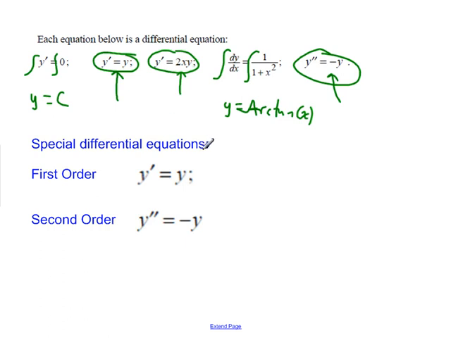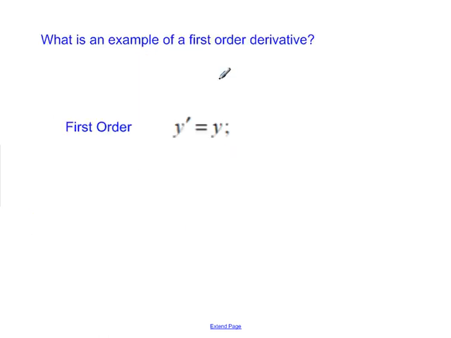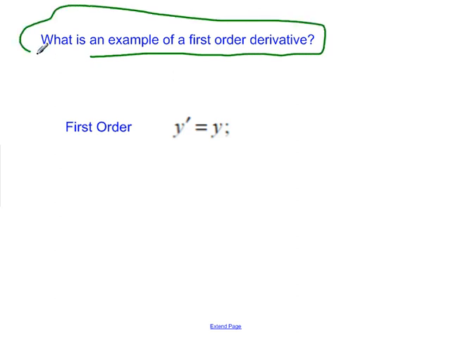Now, there are two very special differential equations that we're going to be talking about. The first one is called a first order, and it's called a first order because the derivative equals the function itself. So the derivative is the same thing as the function. And the second order differential equation is when the second derivative equals negative the function. So we'll look at these now. So can anyone think of a first order differential equation?